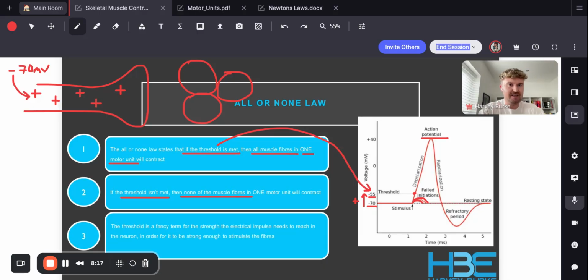And I can definitely see in the future where they might be really strict and have "in one motor unit" in bold. They don't at the moment, but they could do. So basically, in layman's terms, what this is saying is that the electrical impulse has to be strong enough in order to stimulate those fibers to contract, but they would definitely want the term threshold within that.